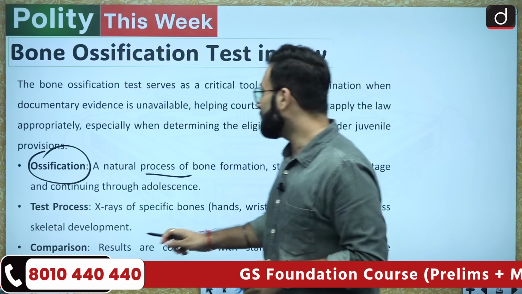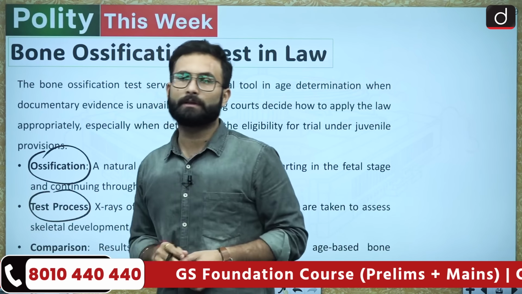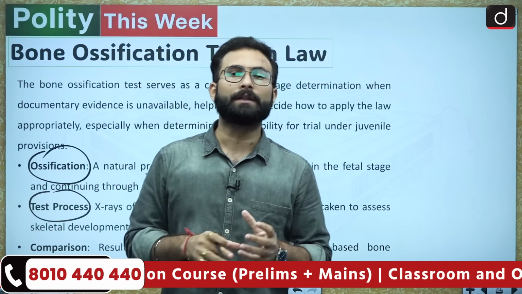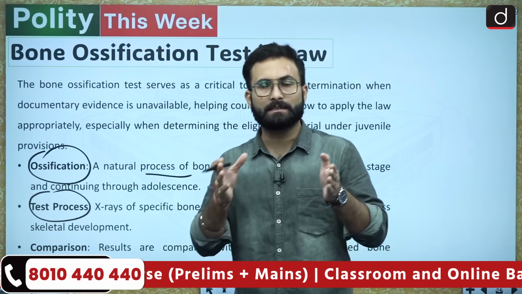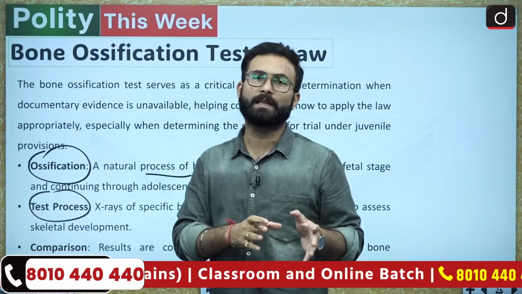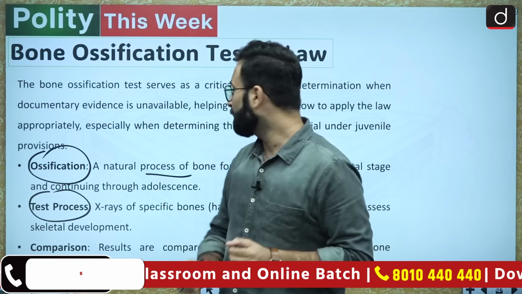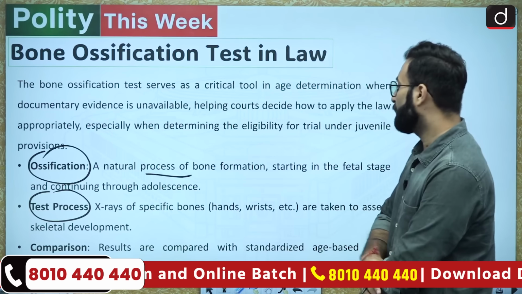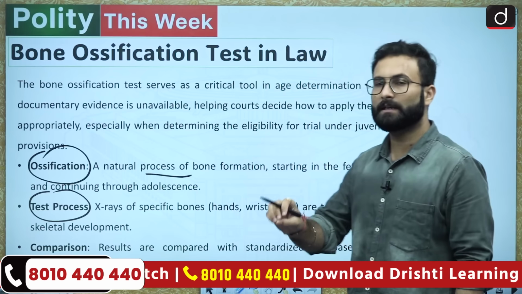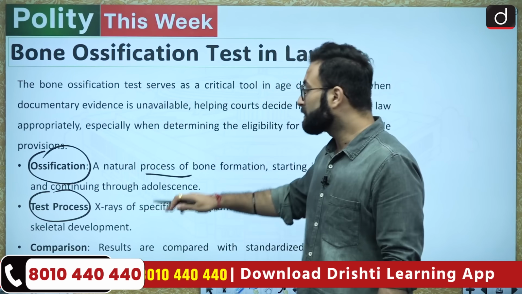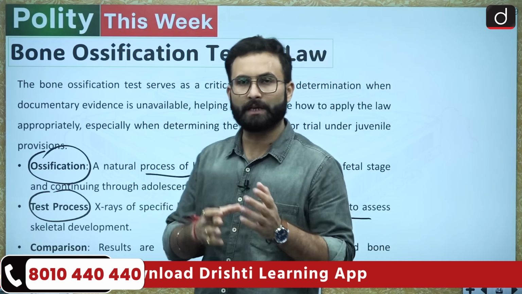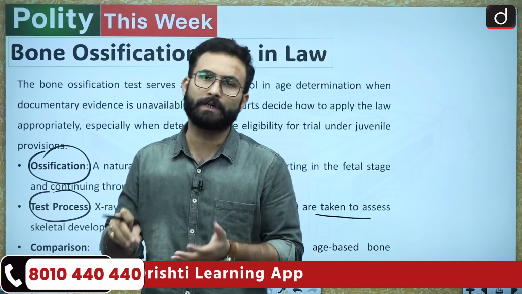Now the test process. They will go for the X-ray of various bones like your hand, the wrist, etc. There is a standard X-ray, so they will compare it with that, and then they will decide what your age is. X-rays of the specific bones, that is hand, wrist, etc., are taken to assess the skeleton development. Now skeleton development can happen at a different pace for different individuals, so it can differ from individual to individual.